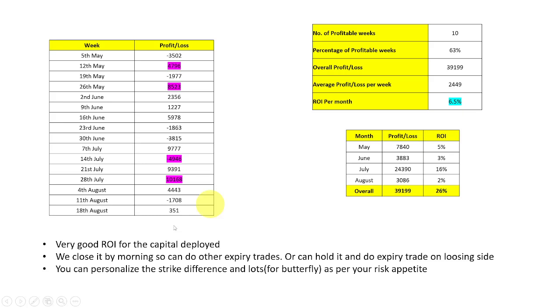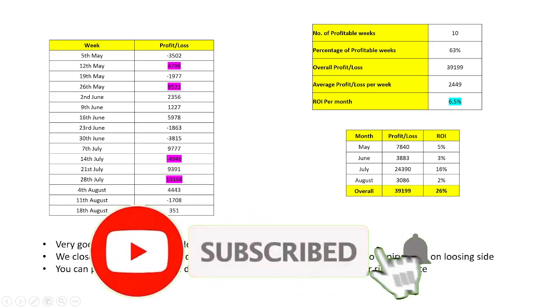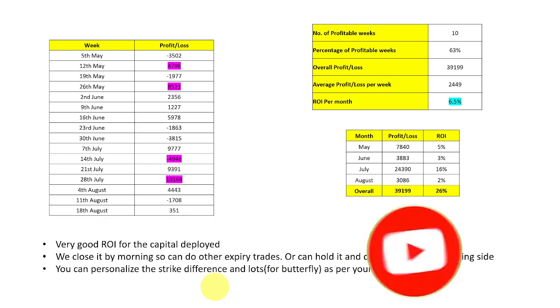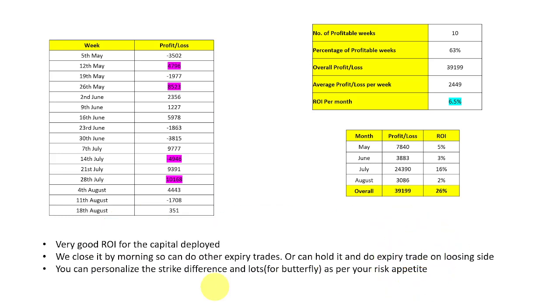And as usual, we close it in the morning so that we can concentrate on the expiry trade, or else you can just hold on to it and do it till the end of the expiry. And you can personalize the strikes, this 500, 1500, 2500 you can also change as per your risk appetite, and you can do your own personalization and do these trades.